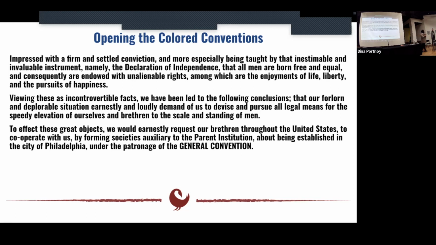Some of the other ones are related to how businesses should support those who are newly arrived to the city and escaped from being enslaved. Some of them ask about whether Black people should purchase guns and arm themselves to be able to protect themselves, especially those who are participating in the Underground Railroad. So there's a whole host of topics. And so we're just going to have you all read them. And then you are going to be a part of our convention.